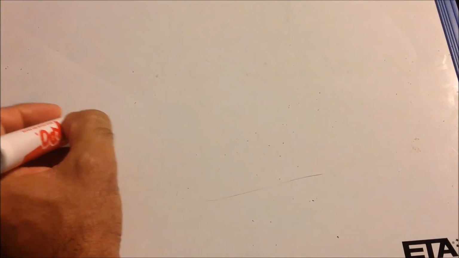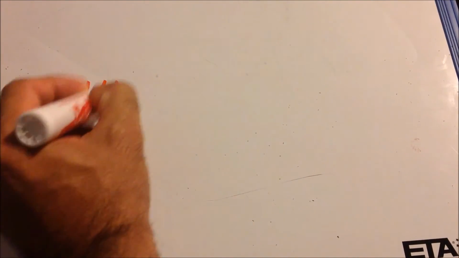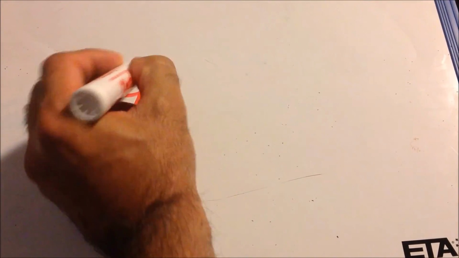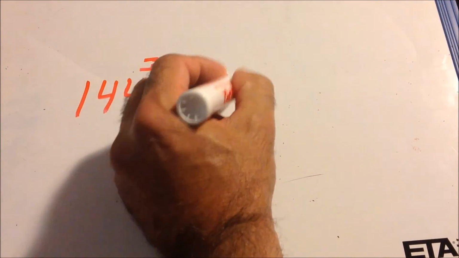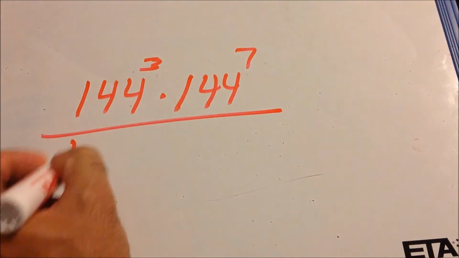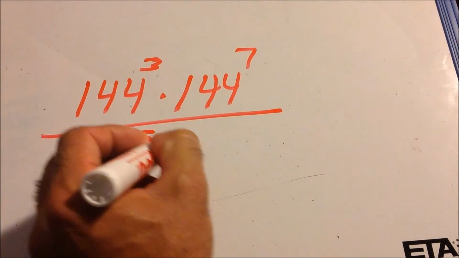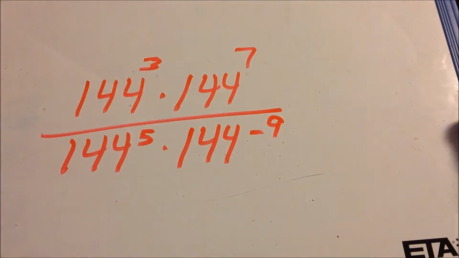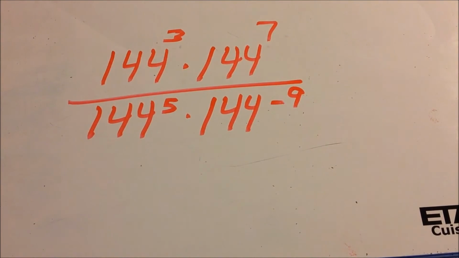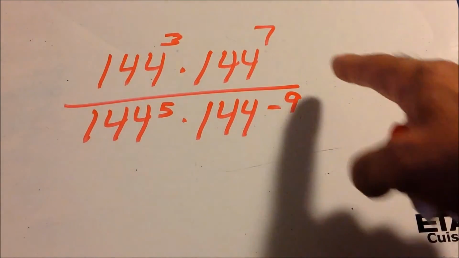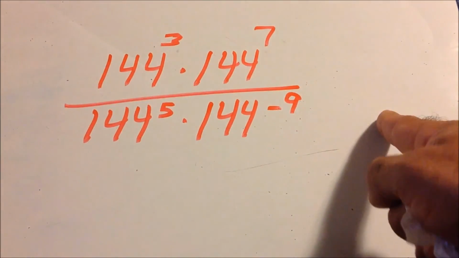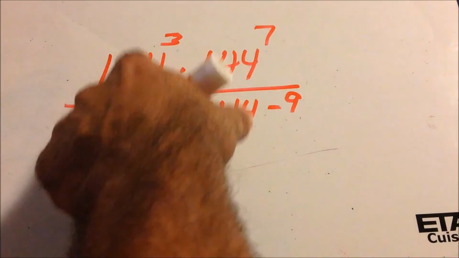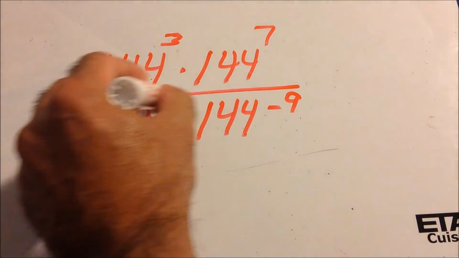And by the way, sometimes you can see multiplication and division together. Sometimes you'll see, let's say, here's a number, 144 to the 3rd power times 144 to the 7th power divided by 144 to the 5th power times 144 to the negative 9th power. I just threw in these numbers here. It looks complicated, but you can do one at a time. You can do the top with multiplication, the bottom multiplication, and so forth. Remember, this is division. Anytime you see a fraction, it is division.